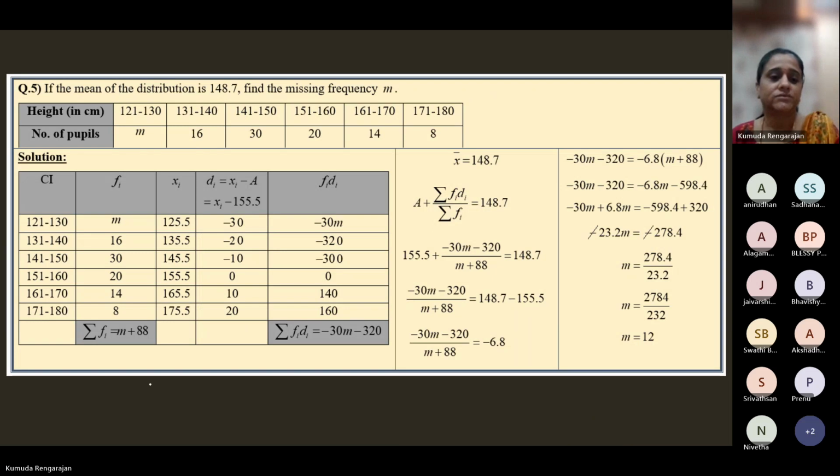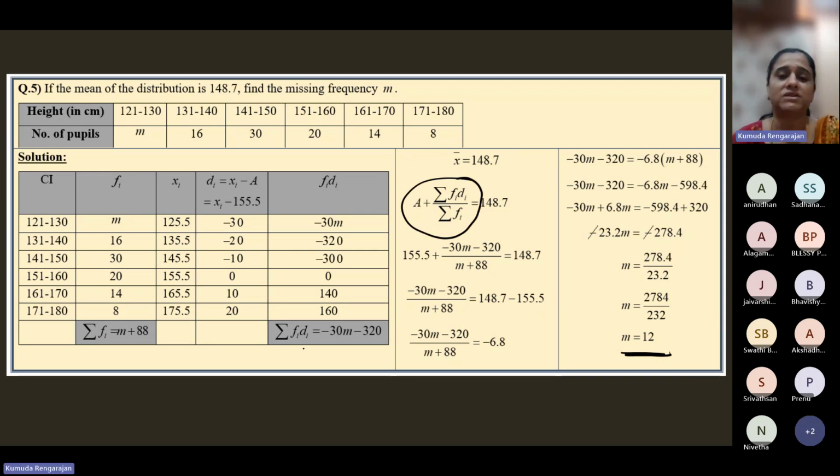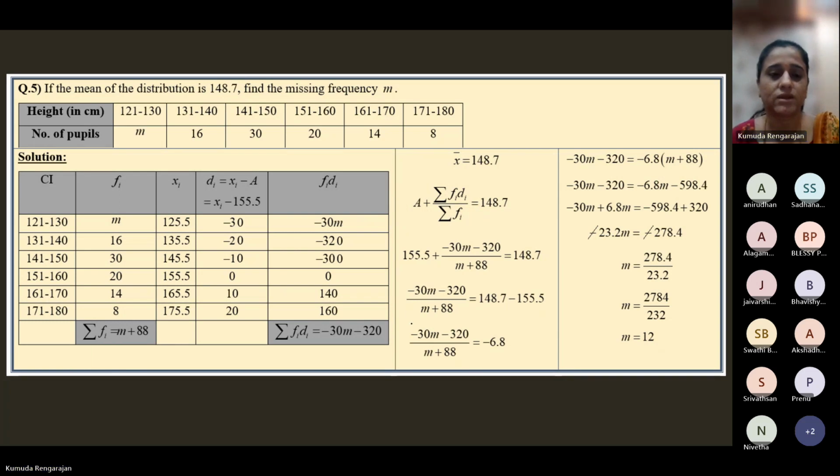See here, the same question. We found the value of m, it's 12, but now using the assumed mean method formula. Mean is given, so that mean can be equated to any method, meaning it can be equated to sigma fi xi by sigma fi or a plus sigma fi di by sigma fi. The formula under any method you can equate mean to. So accordingly, you should find the columns here.